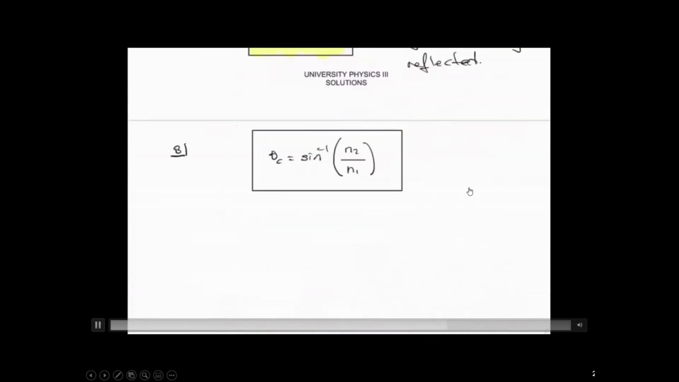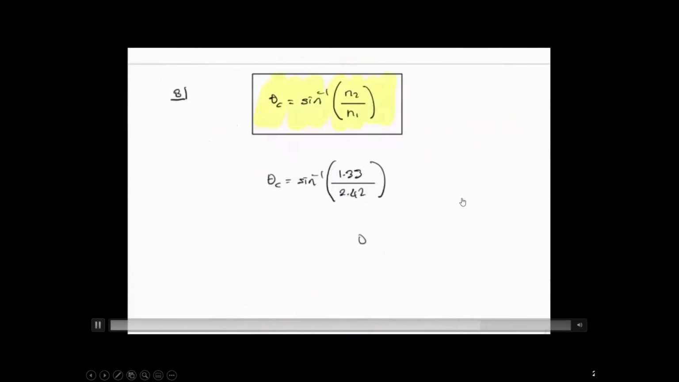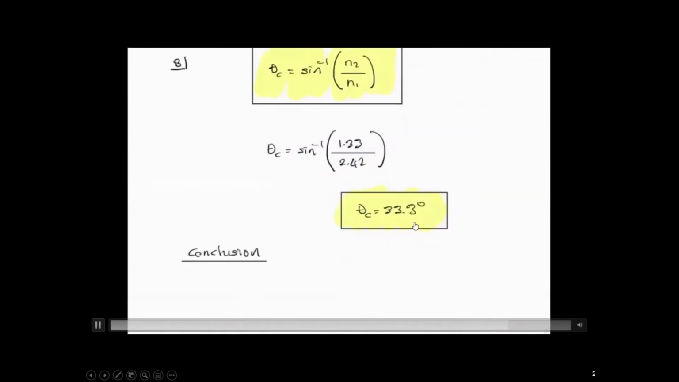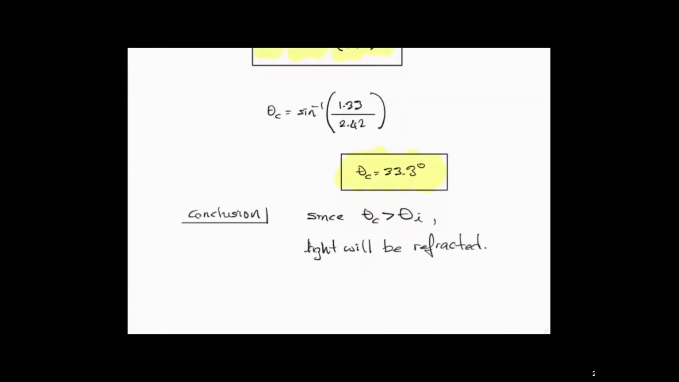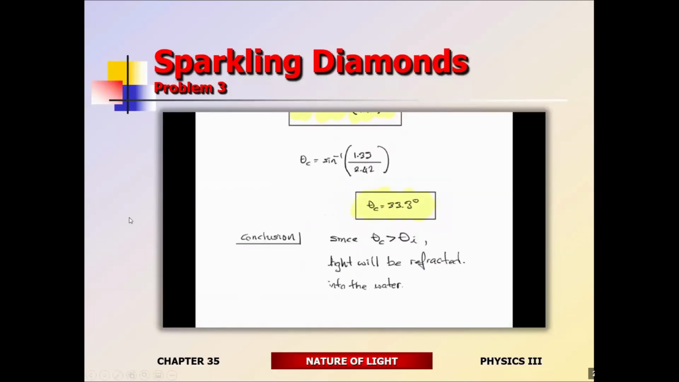So once again, we plug the numbers in, and now our critical angle is going to be 33, 34. It's about 33 degrees. The angle of incidence is 28 degrees. The critical angle is going to be 33 degrees, which means that the light is going to escape from the material. It's going to be refracted, so it's not going to sparkle as much. That's what it means. So diamond in water is not going to sparkle as much.